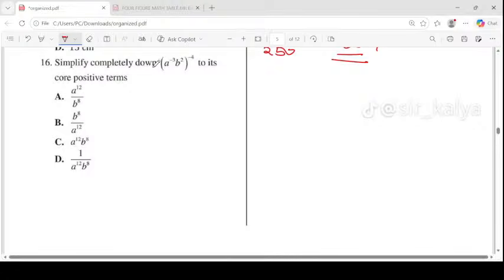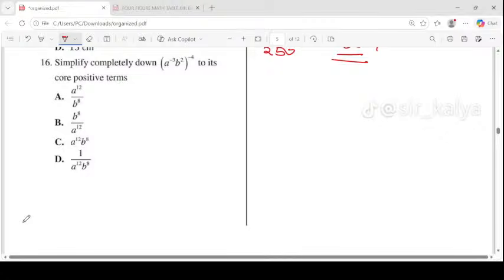Simplify completely down. We have a to the power negative 3 times b to the power 2, all of this being raised to the power negative 4, to its co-positive terms. Co-positive terms, that is where the secret is. Co-positive terms means without a negative.